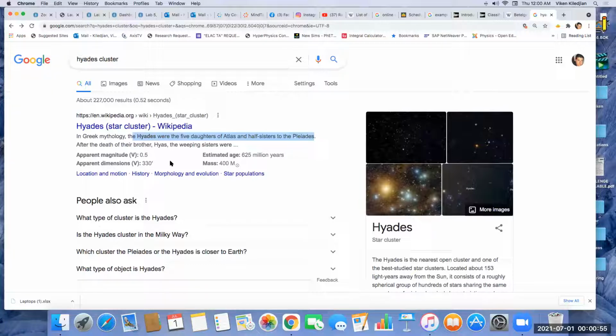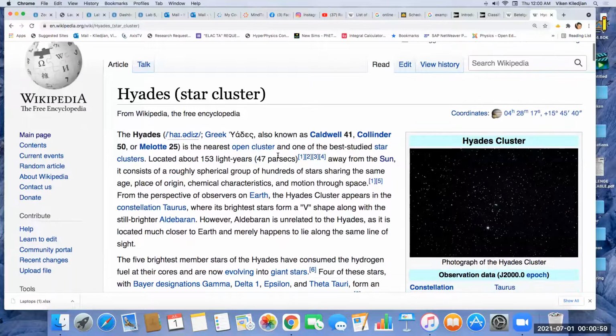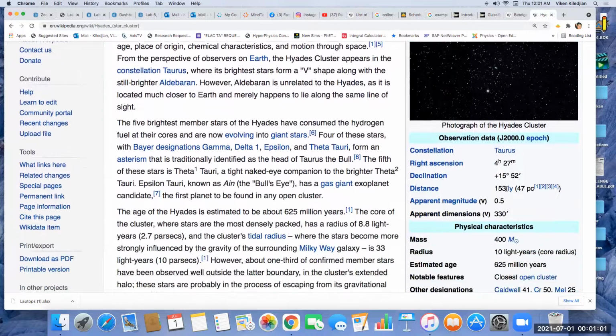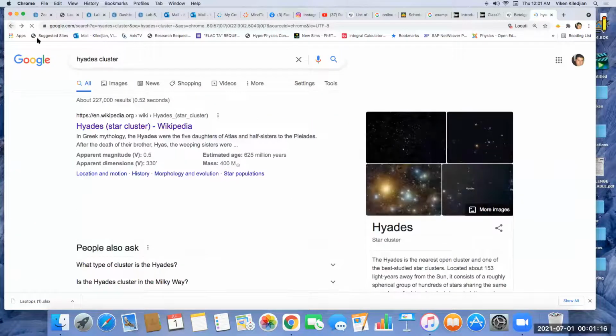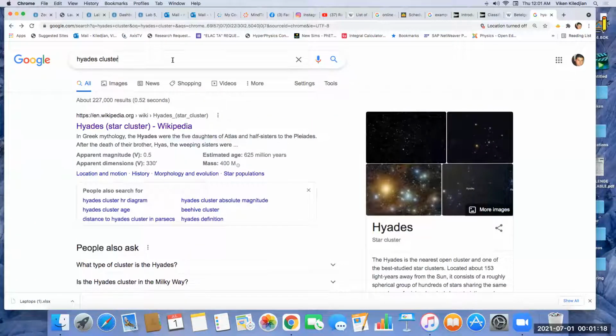So it should give you a little idea of the distance to the Hyades here. Distance 47 parsecs away, you see. So that's kind of like cheating, but hey, I'm cheating right here. So we would expect the Hyades to be around 47 parsecs. That's your calculations. And then for the Pleiades, what would that be?